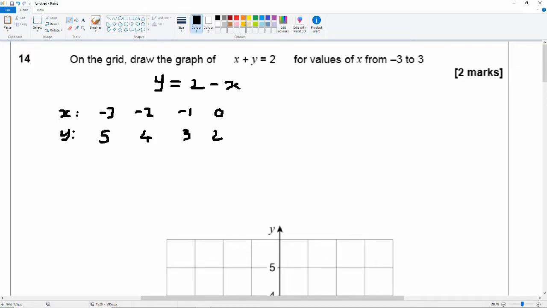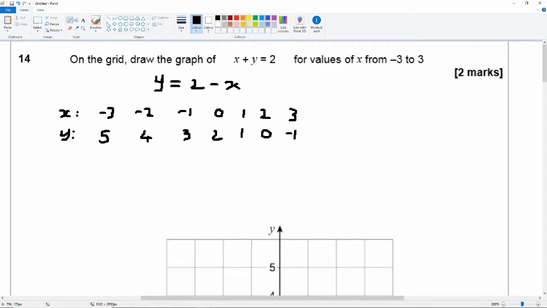This pattern's pretty obvious now, isn't it? It's going to go 5, 4, 3, 2, 1, 0 and -1. So if x is 1, then y is 2 minus 1, which is 1. And if x is 2, 2 minus 2 is 0. And if x is 3, 2 minus 3 is -1.